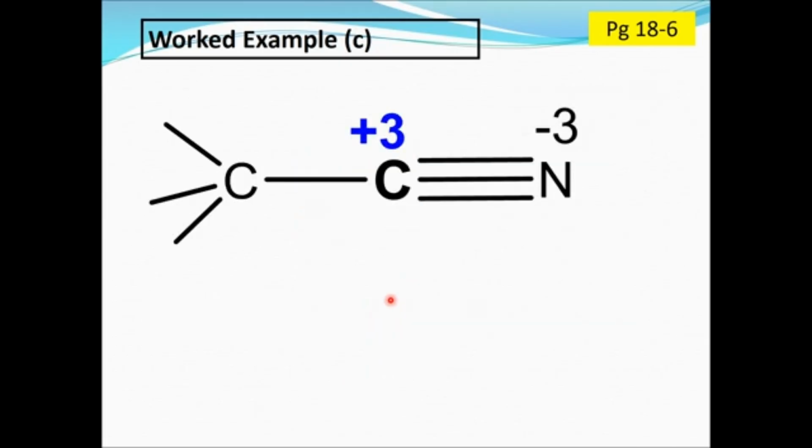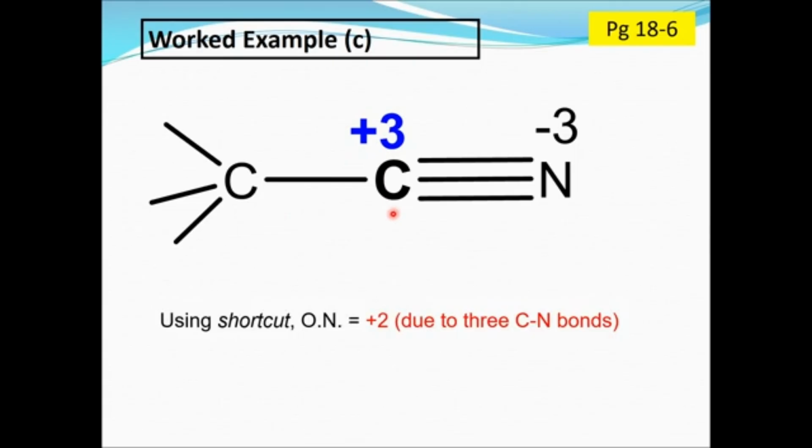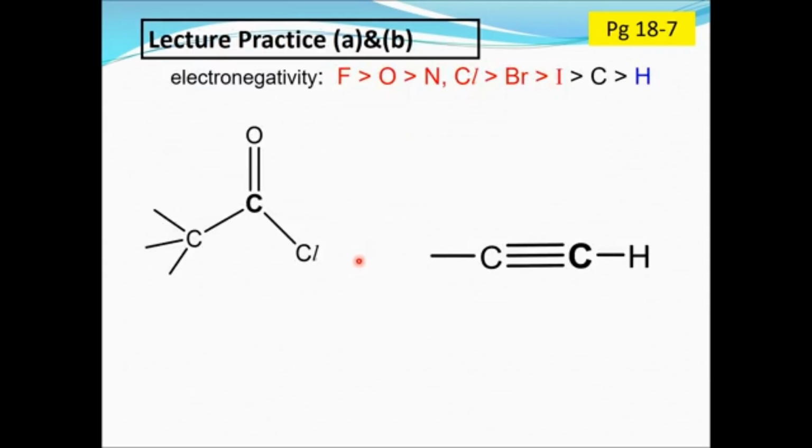Example 3 here is even more straightforward because for the C triple bond N, the CC bond, if I take the shortcut, does not contribute to any change in oxidation number. So using the shortcut will be quite easy here, and it will be a +2. Let's carry on to the lecture practice, to see if we can fully understand. Maybe you take a pause here and give it a try.